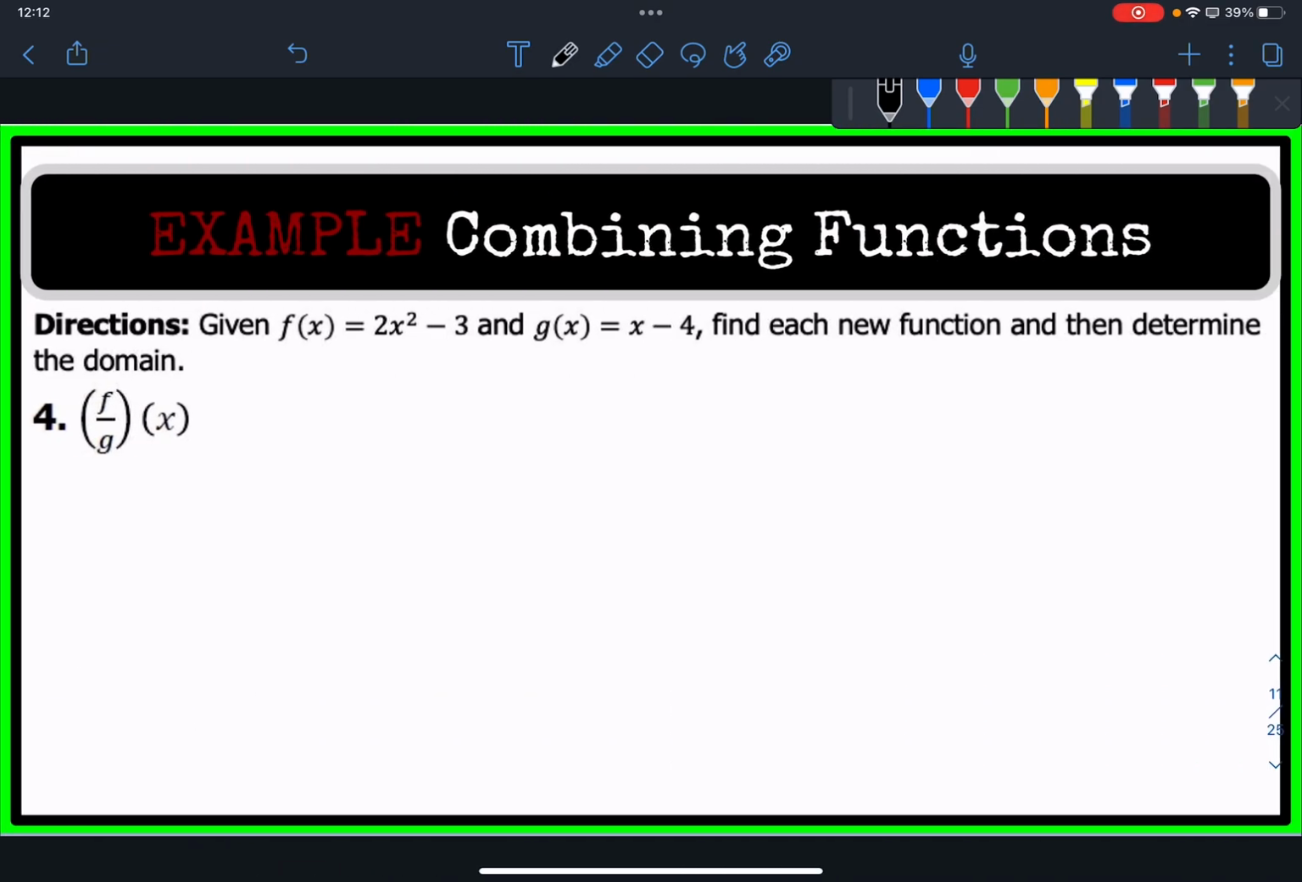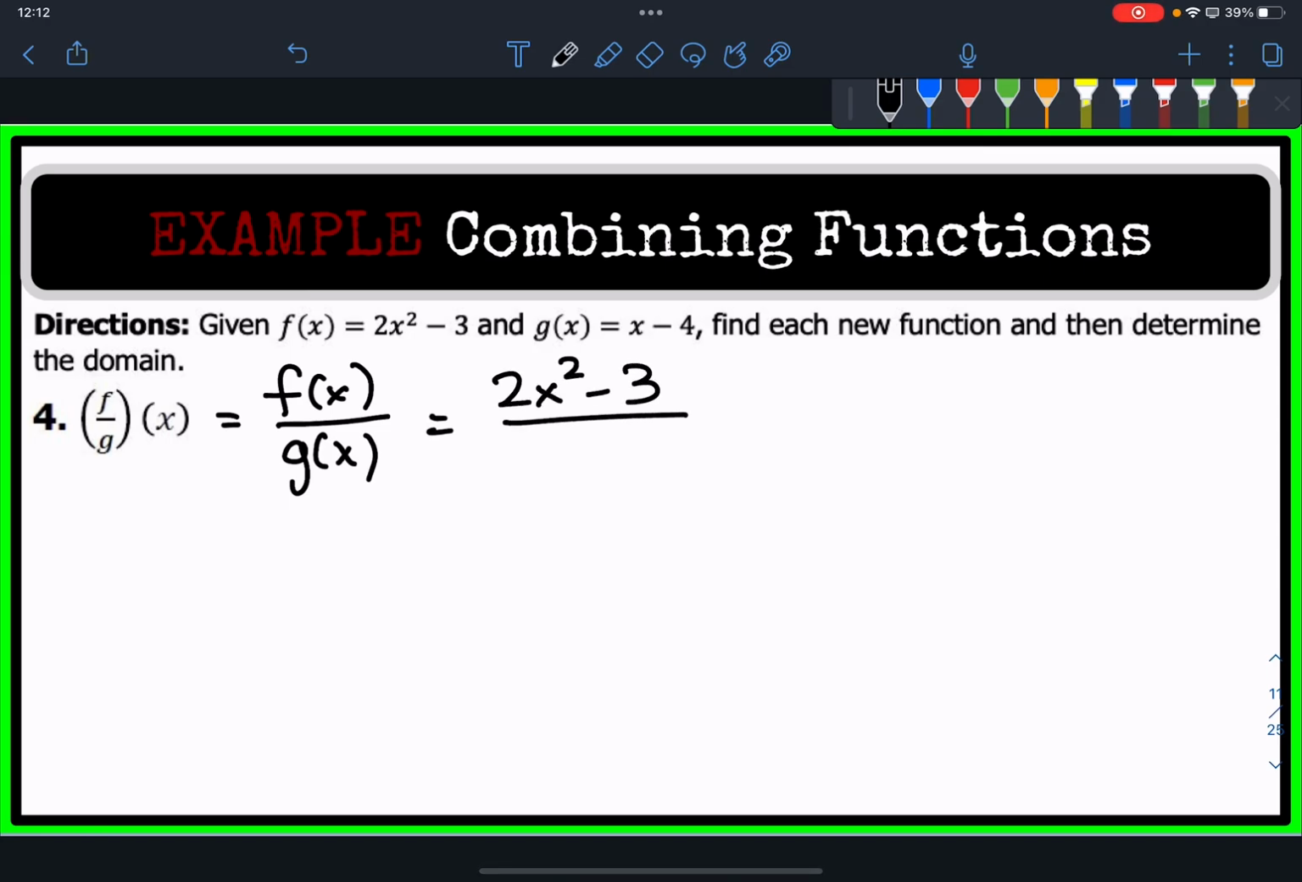Now as soon as I get to this one, that's going to change, because here I want to get f of x and put it over g of x. And this is the easiest one to do, because I'm not going to ask you to actually divide things out, and I just simply want you to write it as a ratio of one thing over the other. So 2x squared minus 3 over x minus 4.